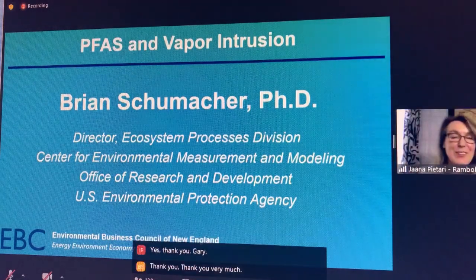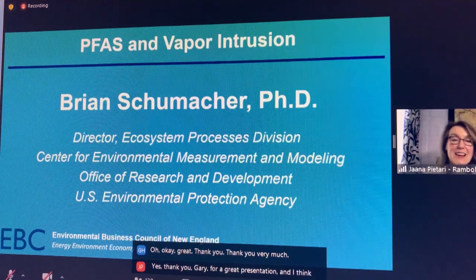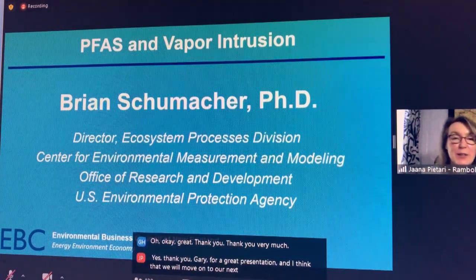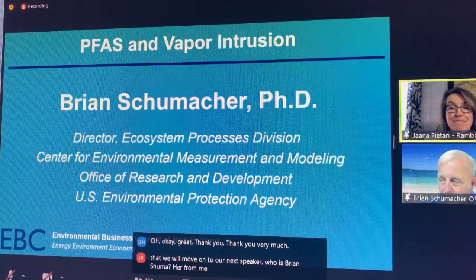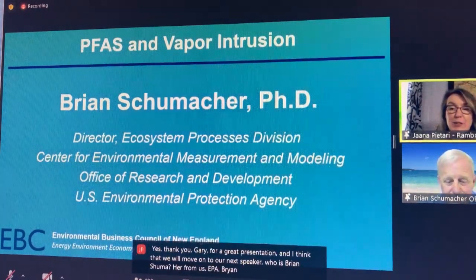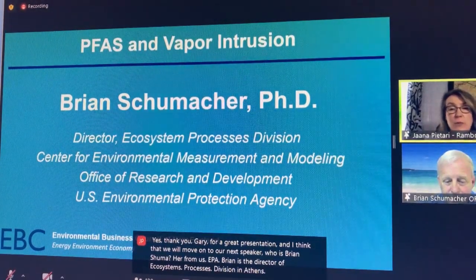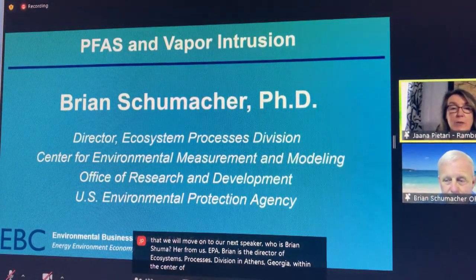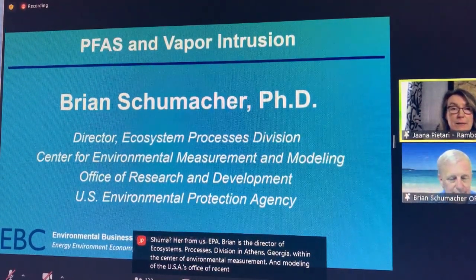Thank you, Gary, for a great presentation. And I think that we will move on to our next speaker, who is Brian Schumacher from USEPA. Brian is the Director of Ecosystems Processes Division in Athens, Georgia, within the Center of Environmental Measurement and Modeling of the USEPA's Office of Research and Development.